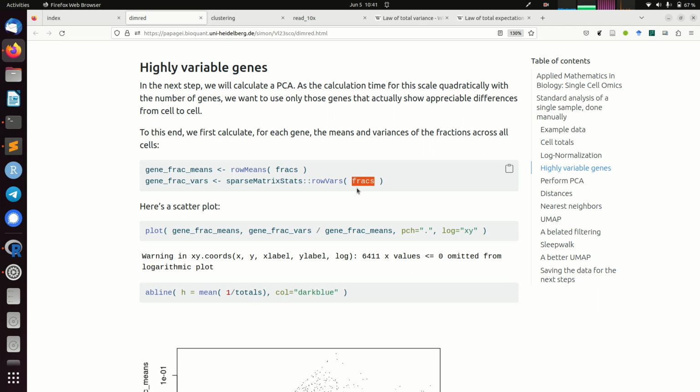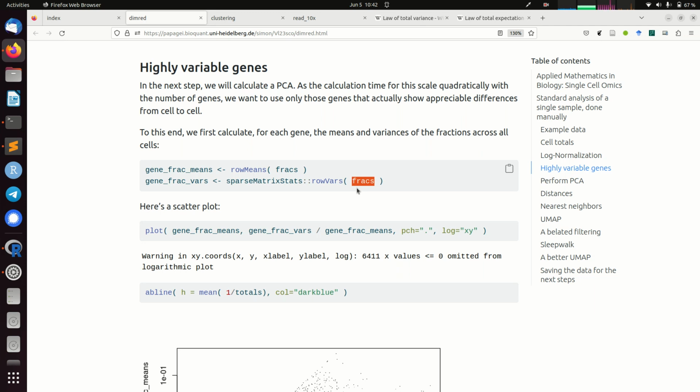So how do you calculate a sample variance? 1 over n minus 1, sum of kj over sj minus 1 over n sum over j prime of kj prime over sj prime, like this here. And now this gets a bit of a tedious calculation, because we have a double sum and we want to do an expectation.